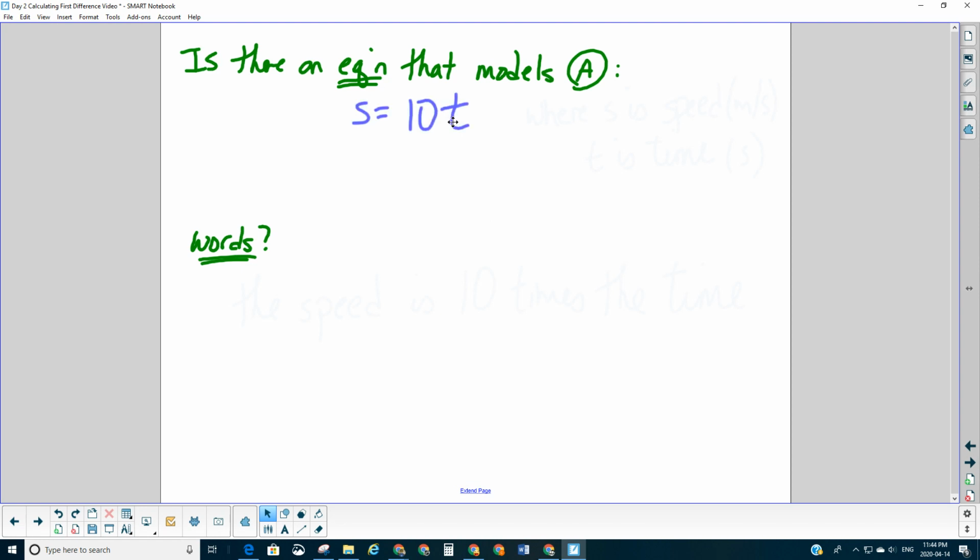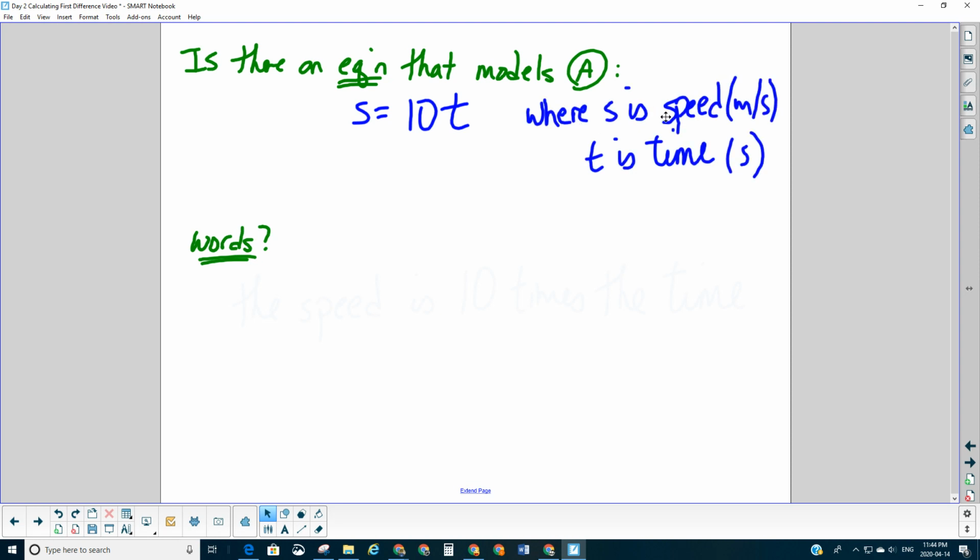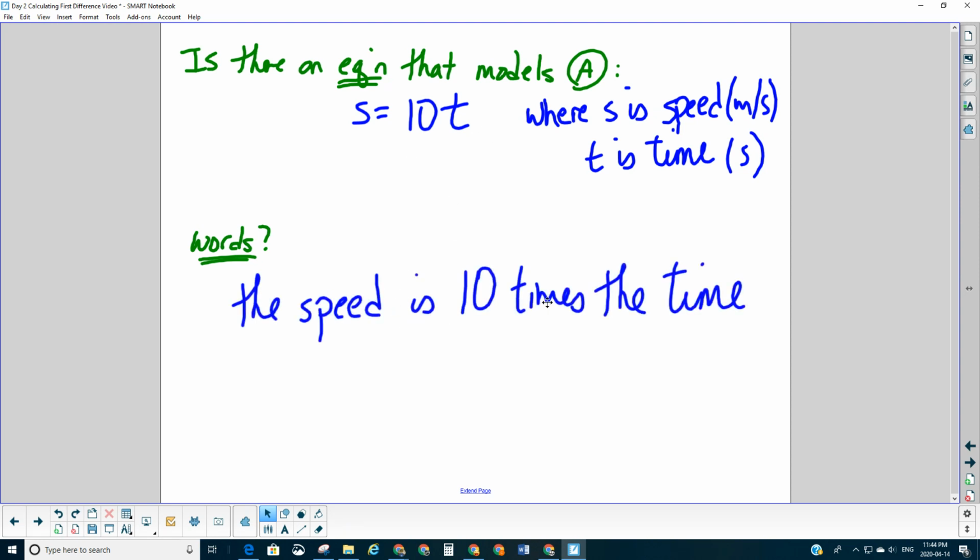So for this one, you could say something like S equals 10t, where S is the speed and t is the time. Because it's a linear relationship, we can do things like this. We can even describe it in words: the speed is 10 times the time. But we can't do that with that nonlinear relationship.